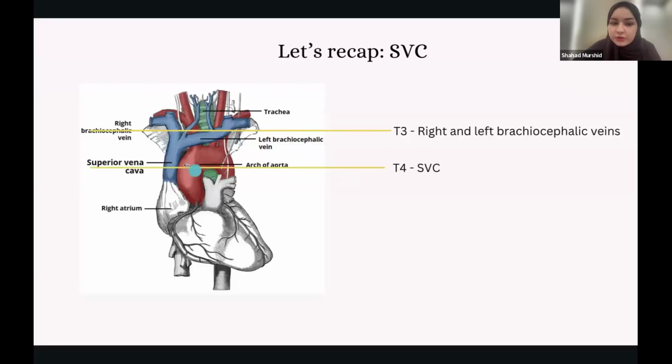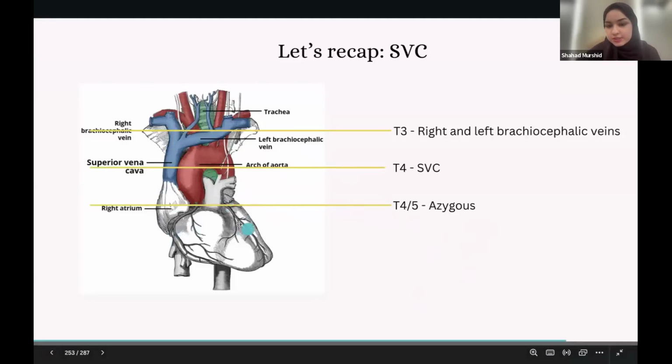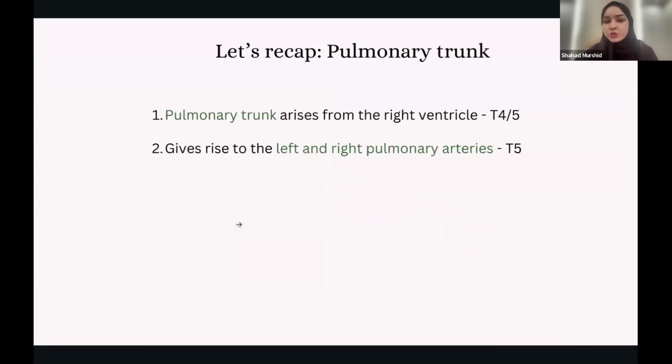And then further down, you're going to see the SVC. Further down, you're going to start seeing the azygos, which drains into the SVC. You're also going to be seeing the SVC with it, because it still exists. Now for the pulmonary trunk, again, you know that you have the pulmonary trunk.